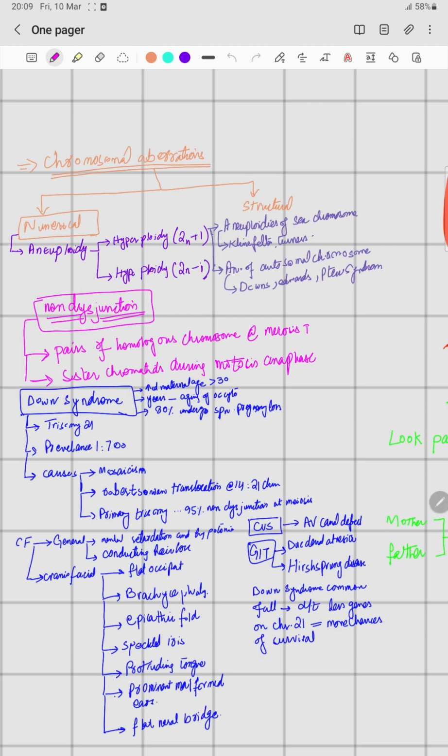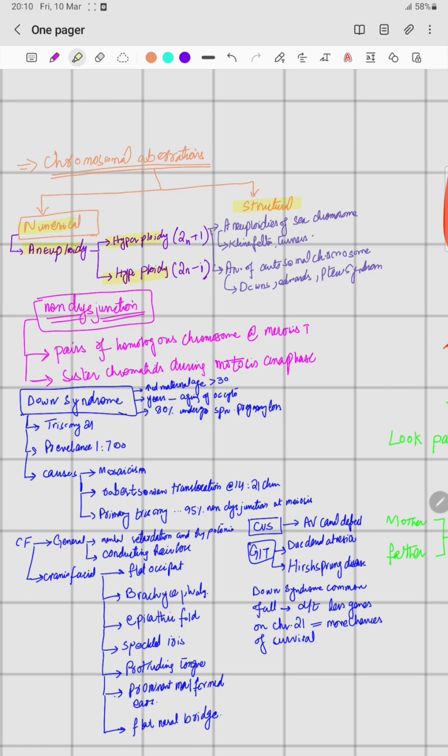Chromosomal aberrations can be either numerical or structural. In the numerical, there is aneuploidy, such that either there is hyperploidy, which means an increase in the number of chromosomes, or hypoploidy, which means a decrease in the number of chromosomes. Numerical here means a number defect.